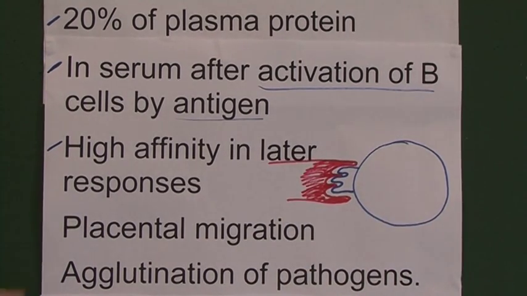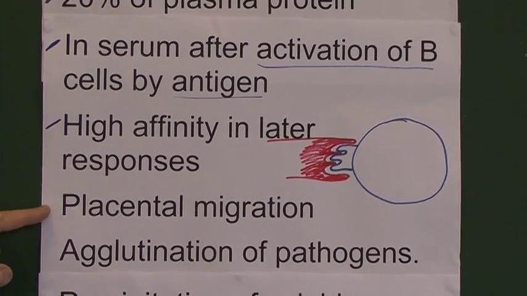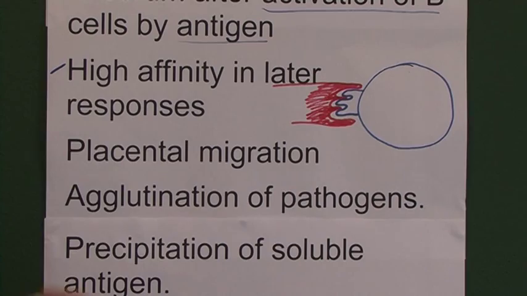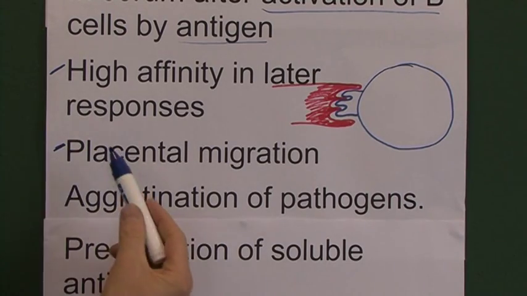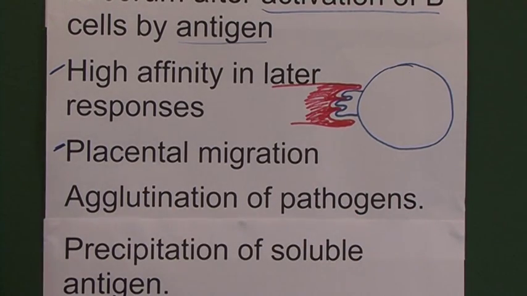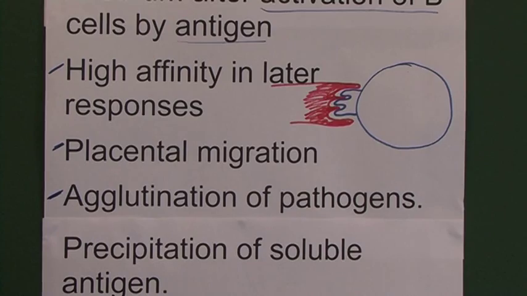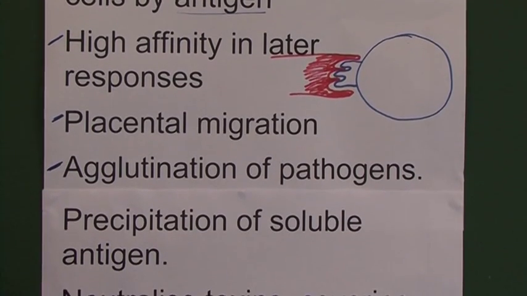It's very important that these can migrate across the placenta, because this allows newborn babies to be immune to everything that mum's immune to, and into the colostrum and into the milk as well. And as we've seen, antibodies will agglutinate pathogens. They will clump them all together. They'll precipitate them all together.